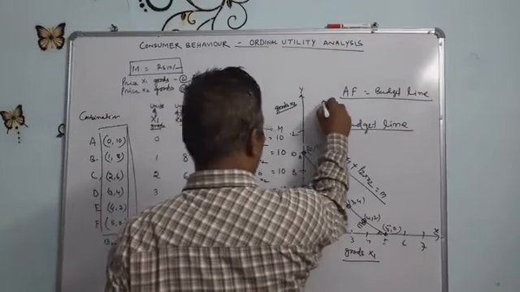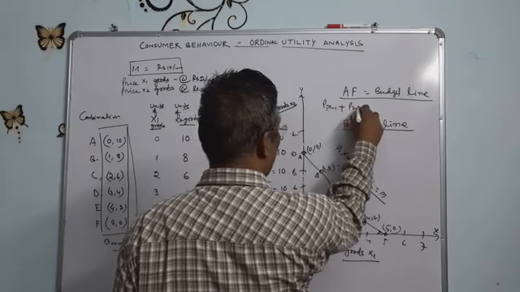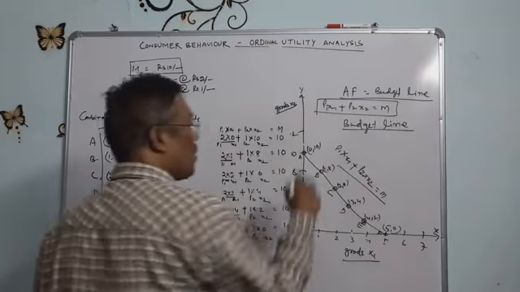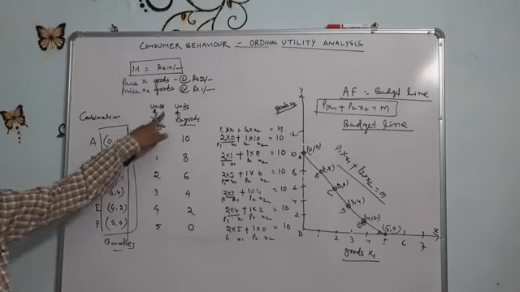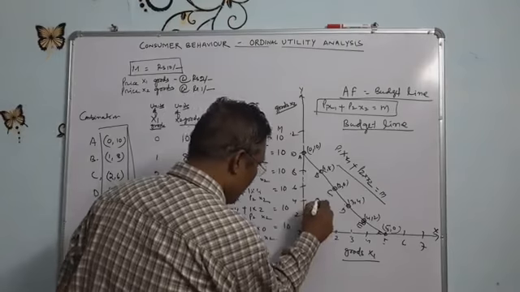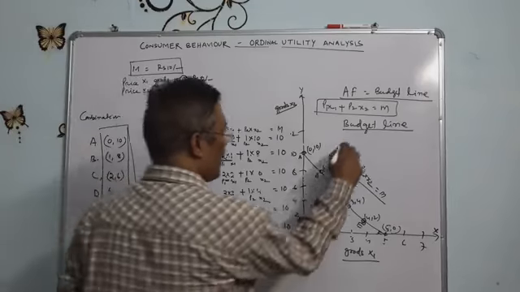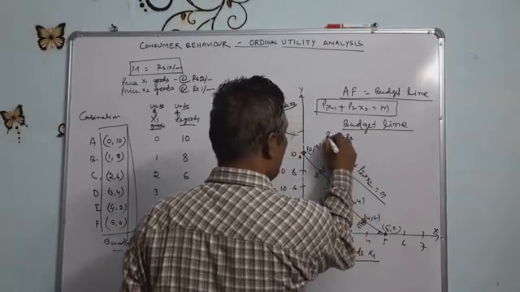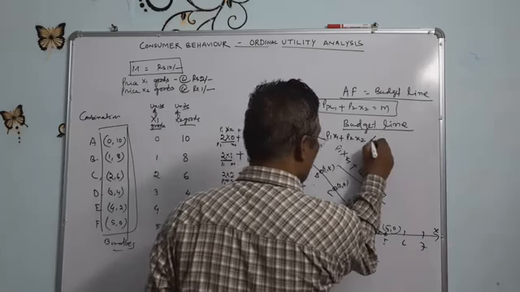And that budget line shows P1x1 plus P2x2 equal to M. If the consumer does not spend all the 10 rupees, if it will be less, then any point may be here. So at that time, it will be less than that 10 rupees. So at that time P1x1 plus P2x2 will be less than M.